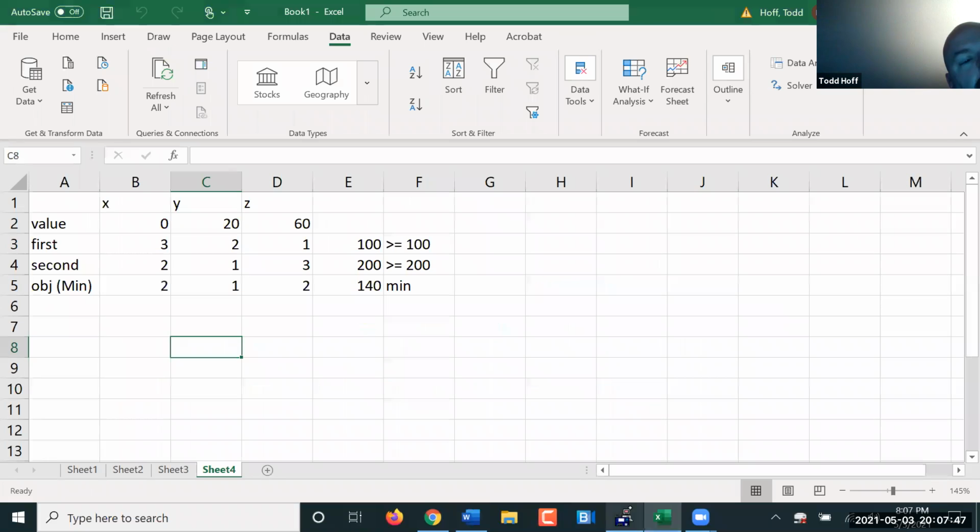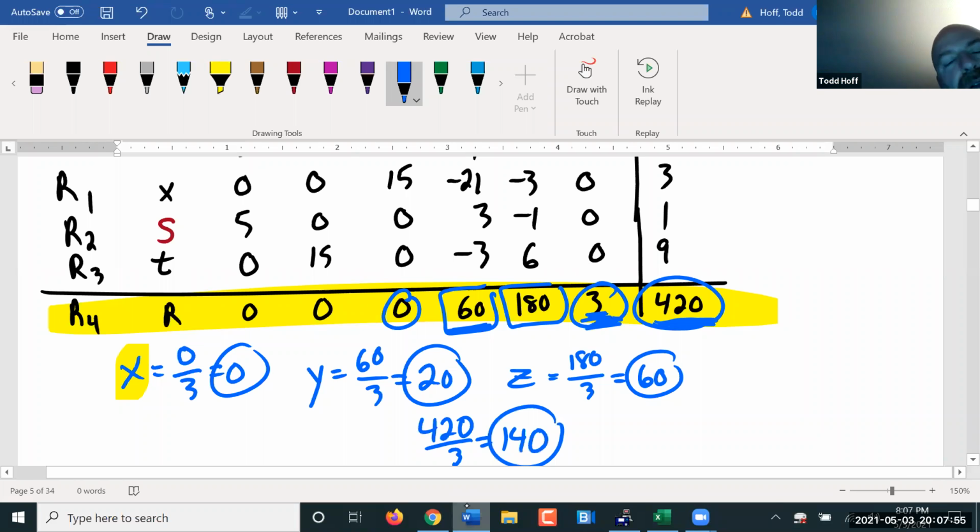Now, if I go back to Excel, we'll see, yes, it was 0, 20, and 60 for x, y, and z, and 140 was our minimized value. So the duality does allow us to solve that, but you can see that took 20 minutes, whereas punching it into Excel took 4 or 5.